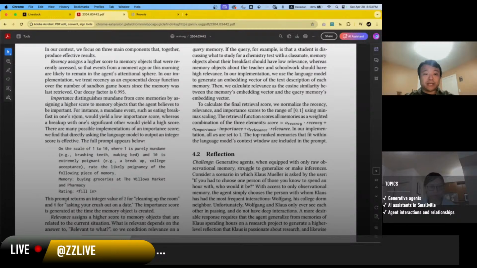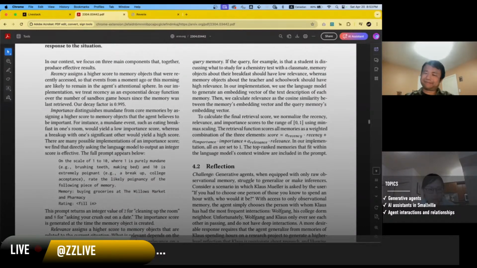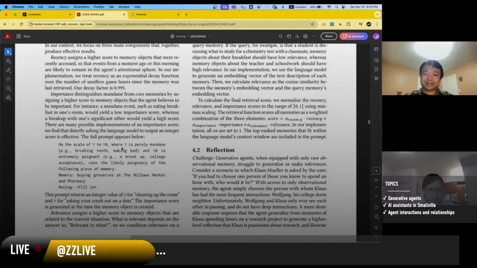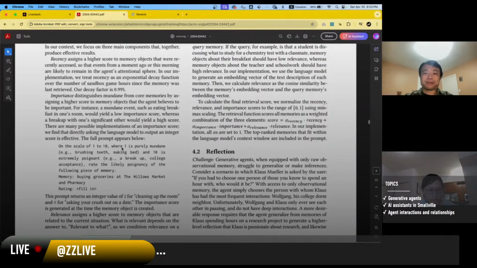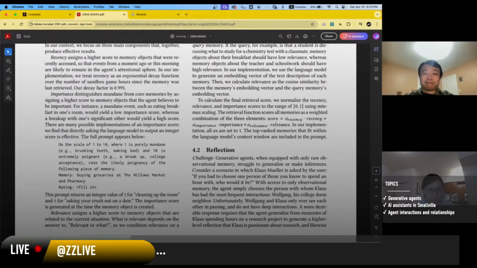A mundane event such as eating breakfast in one's room would yield a low importance score, whereas a breakup with one's significant other would yield a high score. There are many possible implementations of an importance score. We find that directly asking the language model to output an integer score is effective. Yeah, but that's a hell of a lot of computation. The full prompt appears below. Okay. 1 is purely mundane, 10 is extremely poignant.